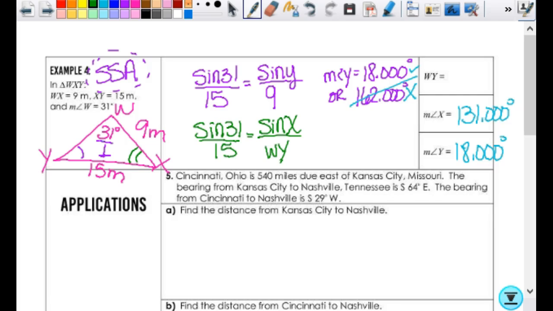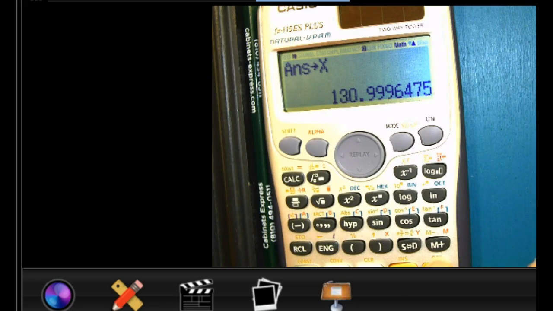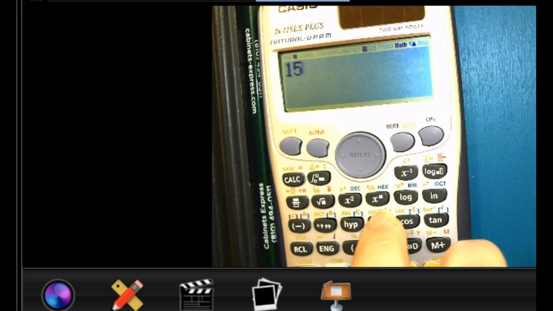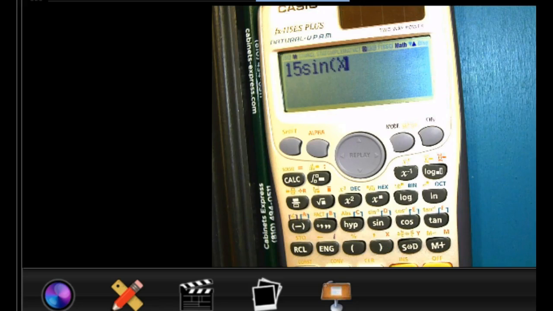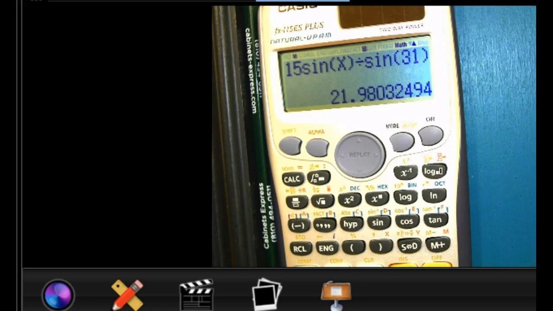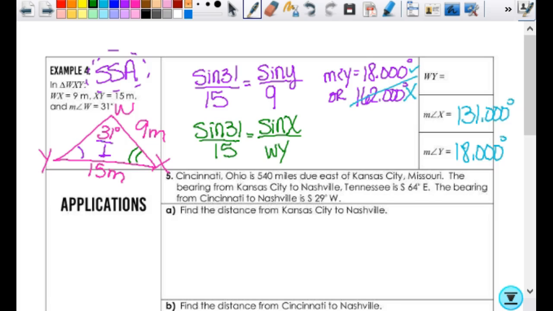So then in my calculator, I have 15 times the sine of recall x, that's literally what I'm typing in there, and then I'm going to divide that by the sine of 31. Do I have to do an inverse anything? No, because that's the length of WY, right? That's not a sine of something. That's the length of WY. So you get 21.980.